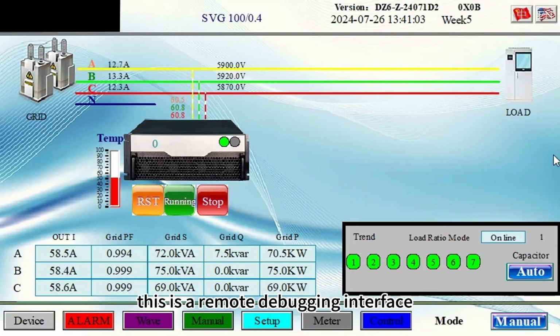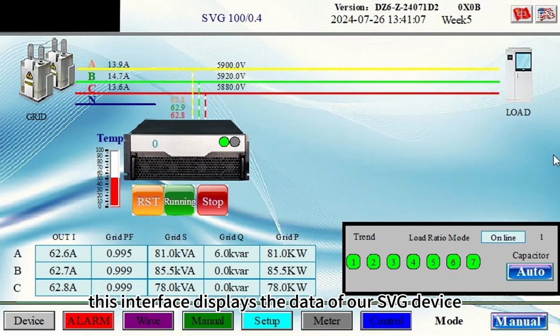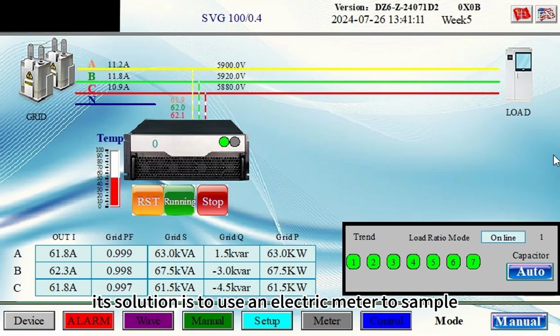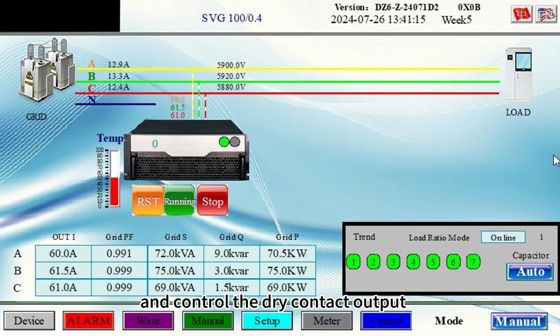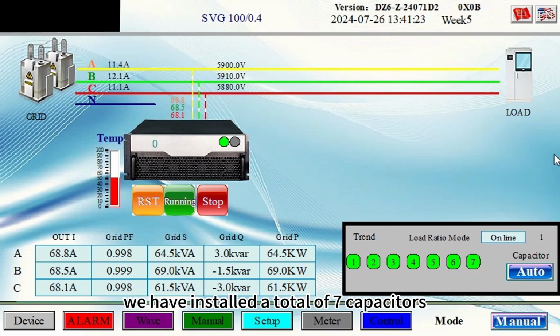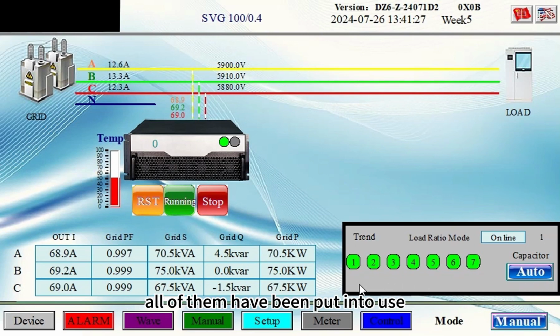Hello everyone, this is a remote debugging interface. This interface displays the data of our SVG device. Its solution is to use an electric meter to sample and control the dry contact output to control the capacitors. As can be seen from the right side, we have installed a total of 7 capacitors. All of them have been put into use.